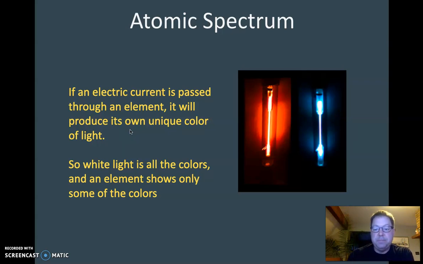The atomic spectrum is where we start to use it to identify different elements. If an electric current is passed through an element, it'll produce a color. This is how neon lights tend to work. So a white light is every color. Certain elements only produce part of that spectrum, okay, not the whole thing.